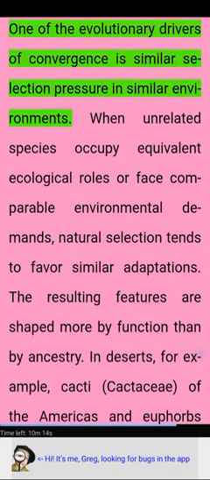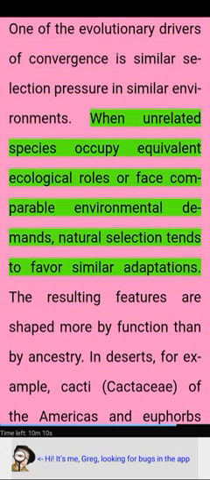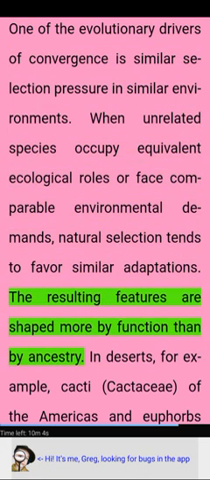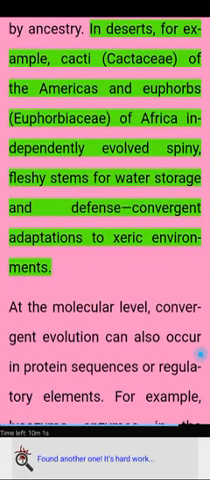One of the evolutionary drivers of convergence is similar selection pressure in similar environments. When unrelated species occupy equivalent ecological roles or face comparable environmental demands, natural selection tends to favor similar adaptations. The resulting features are shaped more by function than by ancestry. In deserts, for example, cacti, Cactaceae of the Americas, and Euphorbiaceae of Africa independently evolved spiny, fleshy stems for water storage and defense, convergent adaptations to xeric environments.